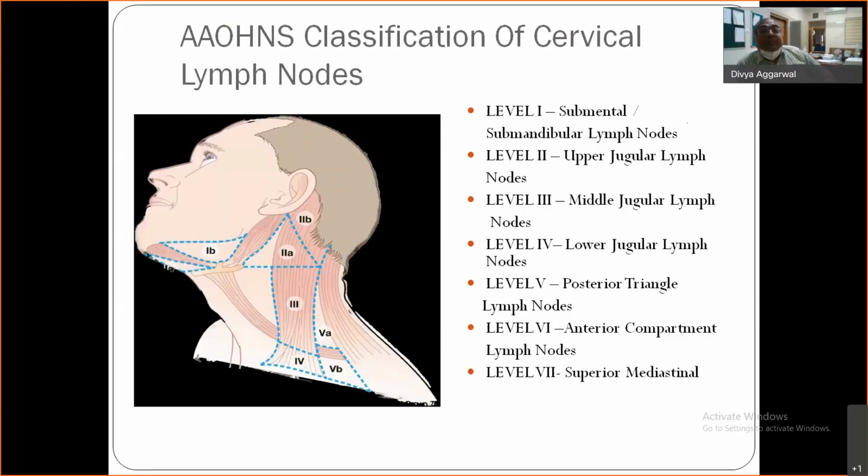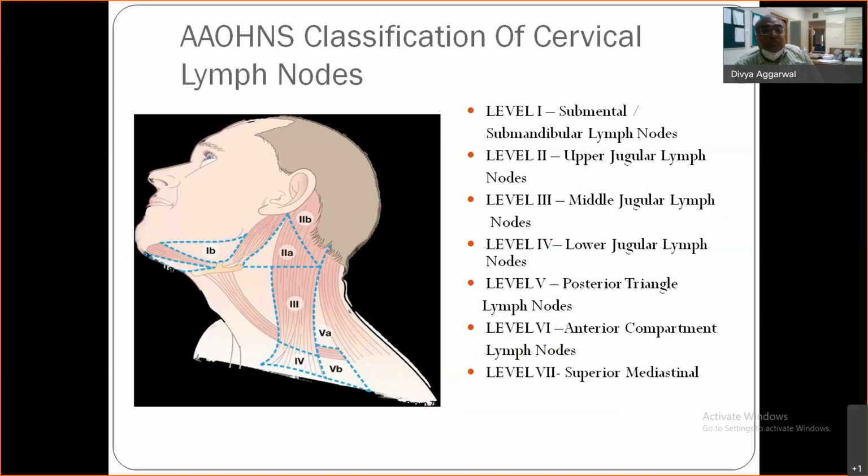Now, this is a very simple diagram; even in your undergraduate days, you must have gone through it. This is taken from the American Academy of Head and Neck Surgeons. It's the oncological classification of the cervical lymph nodes, levels 1 to 7. Level 1, I'll go through it fast because all of you must have gone through it. Level 1 is submental and submandibular. It is again divided into 1A and 1B. We shall go into it in the next slide.